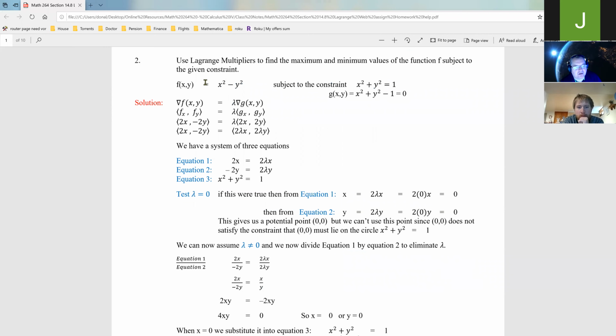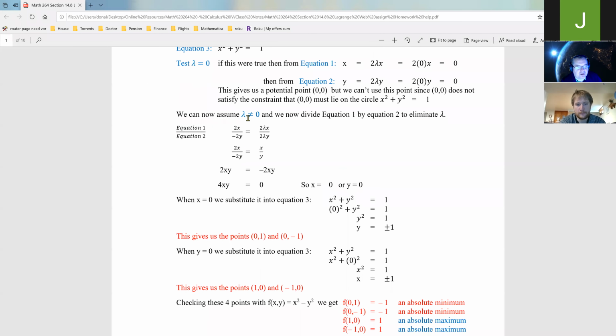So back to what you said, right? You use the gradients to generate 3 equations. That's the first step. So here is f, here is g. Set up essentially a vector equation with gradients, to get these 3 equations. You always test lambda equals 0 to see if it gives you a point that you can use. And then you can say lambda not 0.